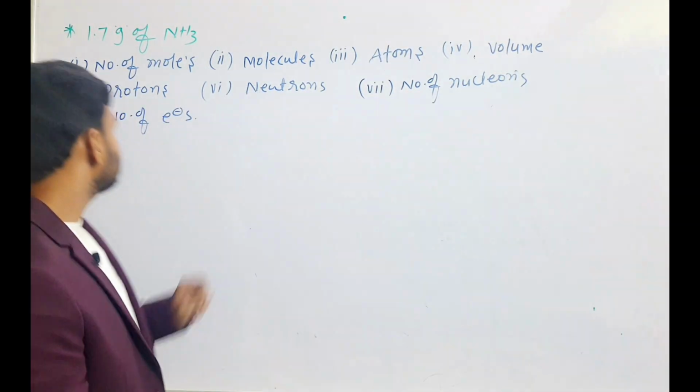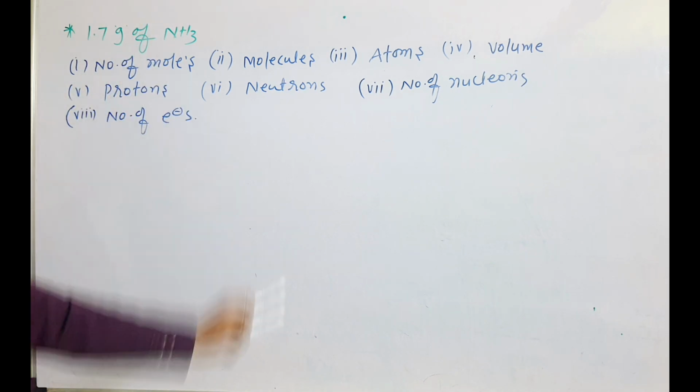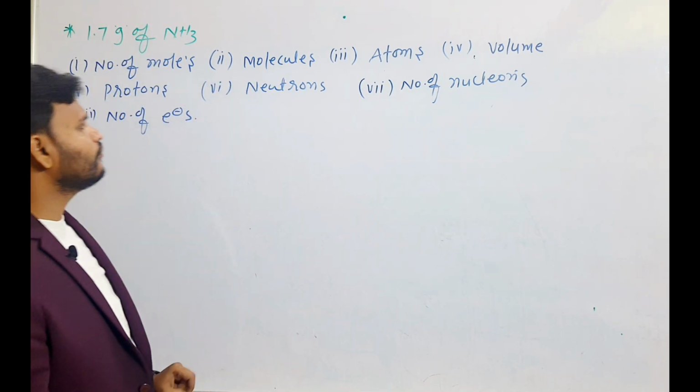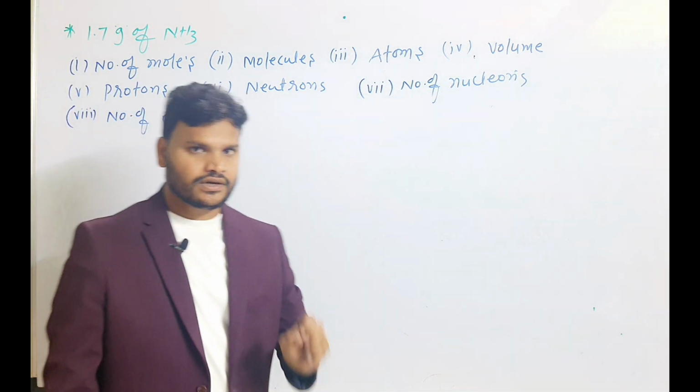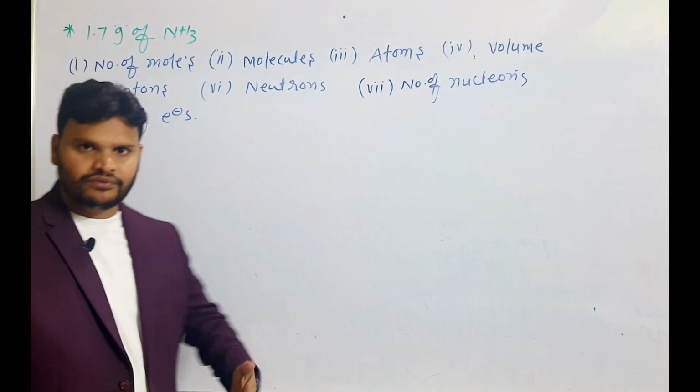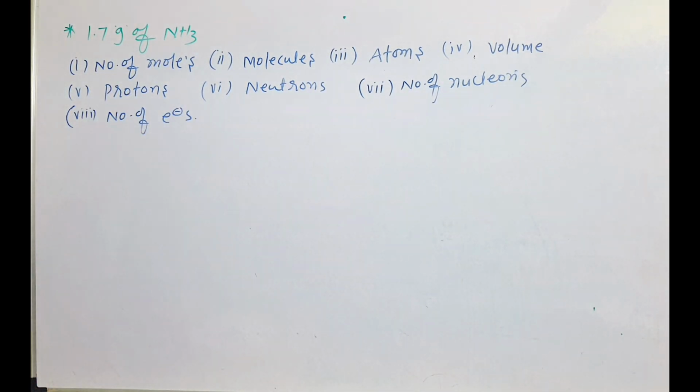Okay, this is the question. 1.7 gram of NH3 contains how many moles, how many molecules, how many atoms, and what is the volume, and how many protons, neutrons, nucleons, and electrons? One by one we will discuss. Clear? Very simple. Yeah, tell me the number of moles formula.